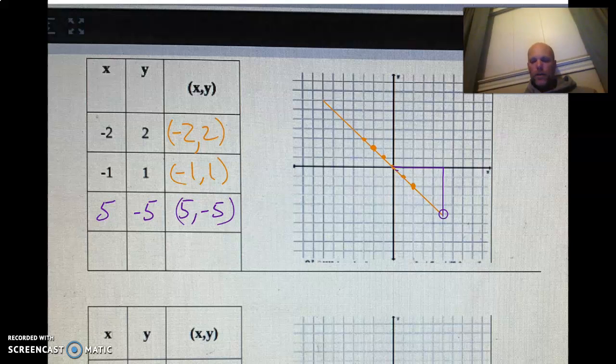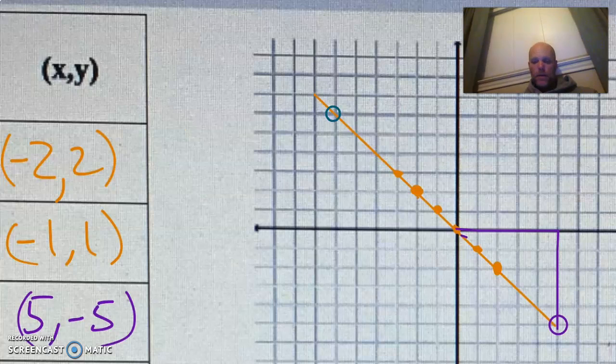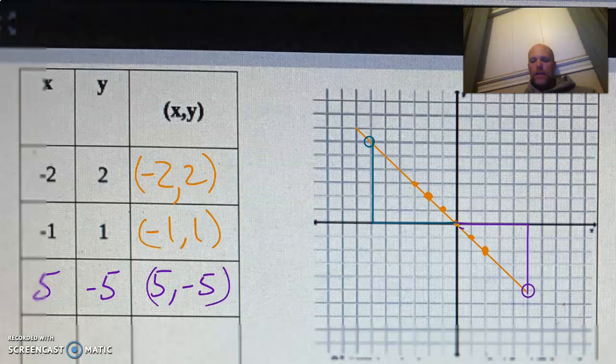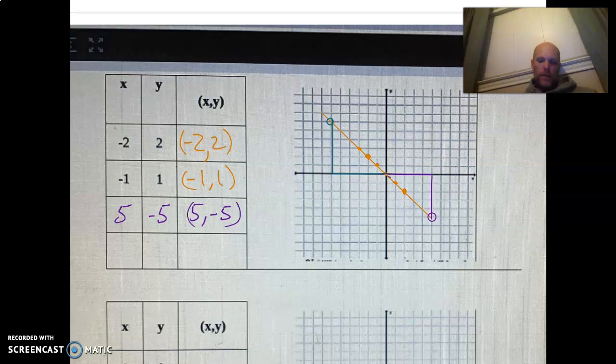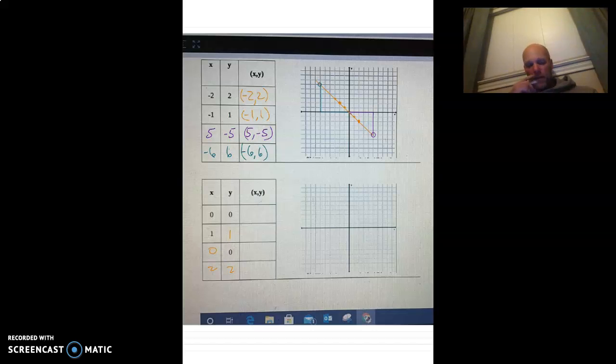Alright, so let's pick a different one. Let's use some kind of green color. Alright, and let's pick that right there. So I'm going to start at the origin. Go 1, 2, 3, 4, 5, 6. So that was -5, -6, +6. Okay. You can do the same thing on the rest.